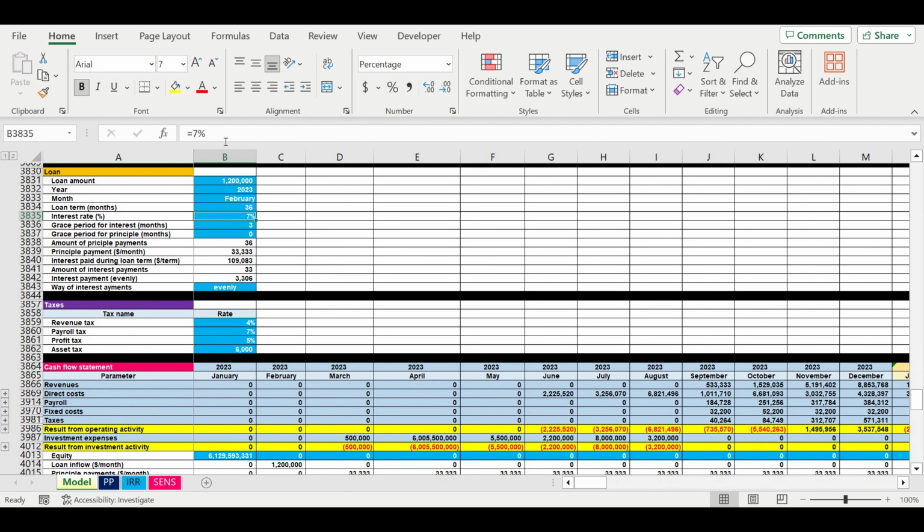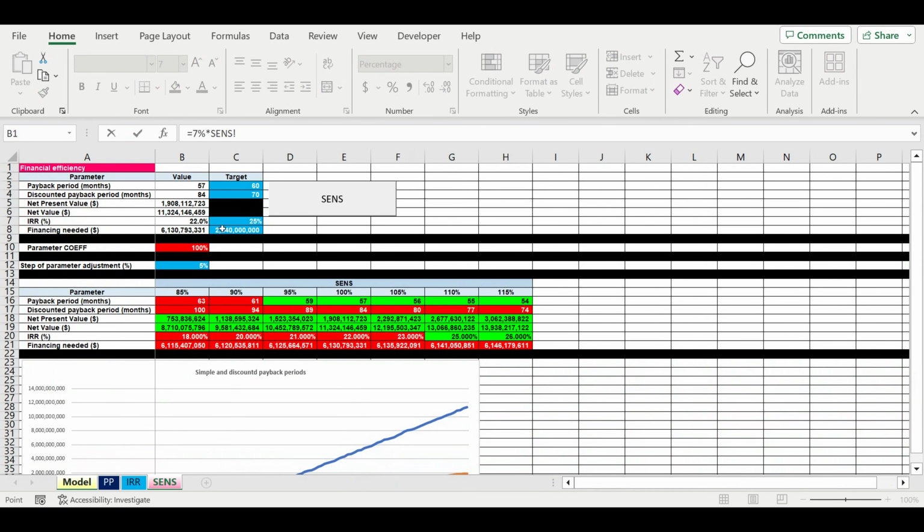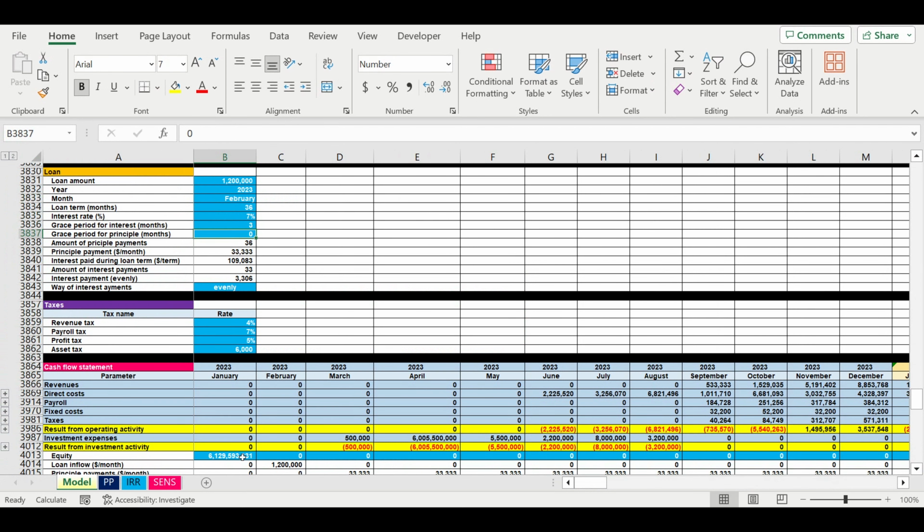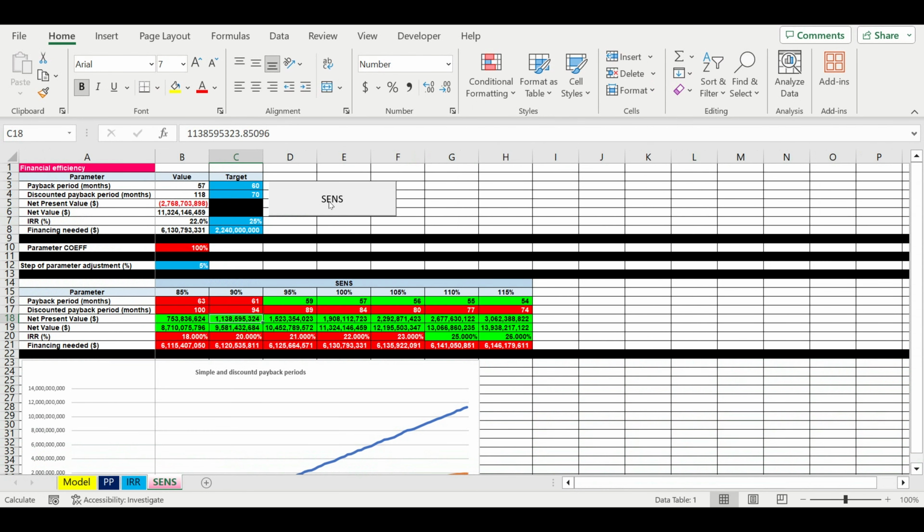We can also add the sensitivity analysis parameter to any input inside our model. Let's add it to the interest rate, for example. So now we can create a huge amount of scenarios and test them from this or that perspective. This will be very interesting and helpful for the future business owner and will tell him a lot about his business idea.